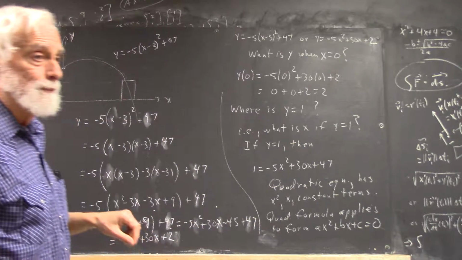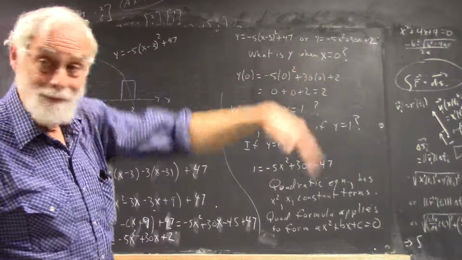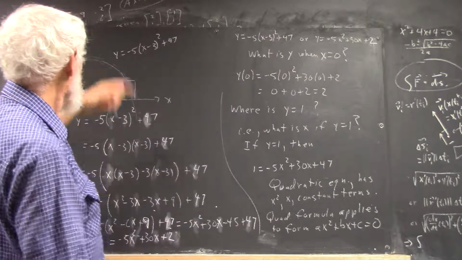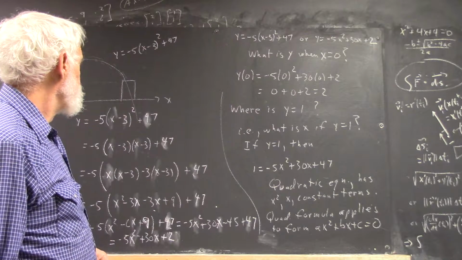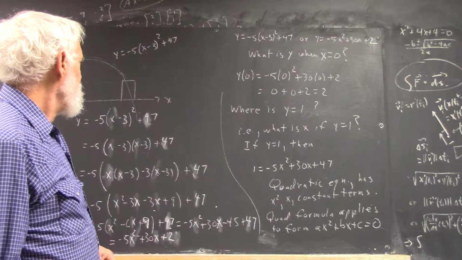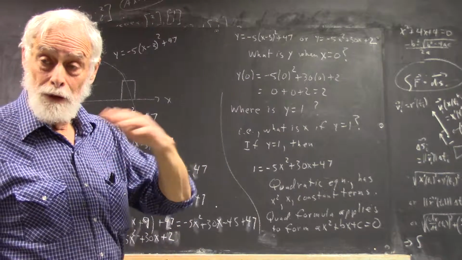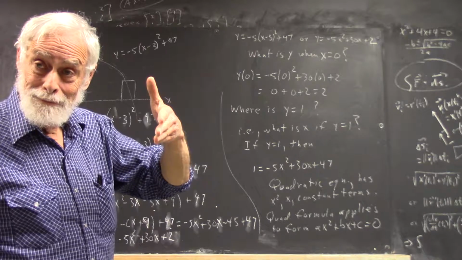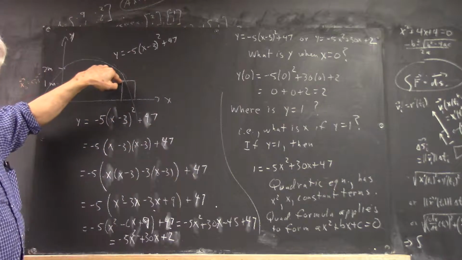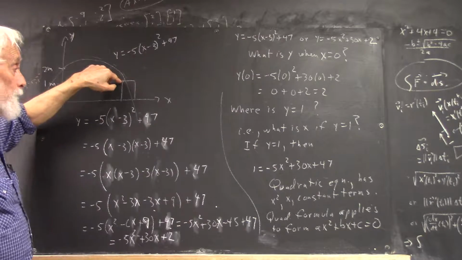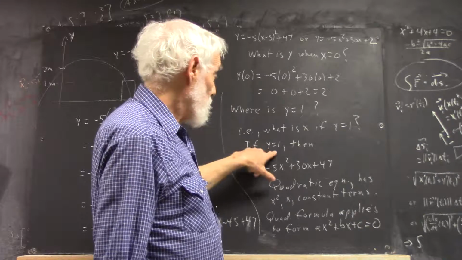So, we start the clock when this thing leaves my hand. And it travels till it hits the trash can. Okay? How far away does a trash can have to be in order to clear the front of it? Okay? Well, y has to be at least 1 meter. So we set our function equal to 1.